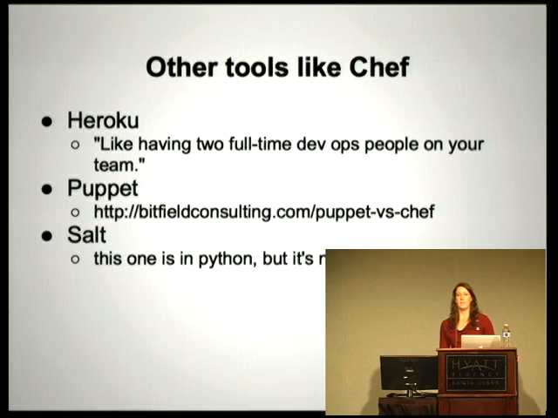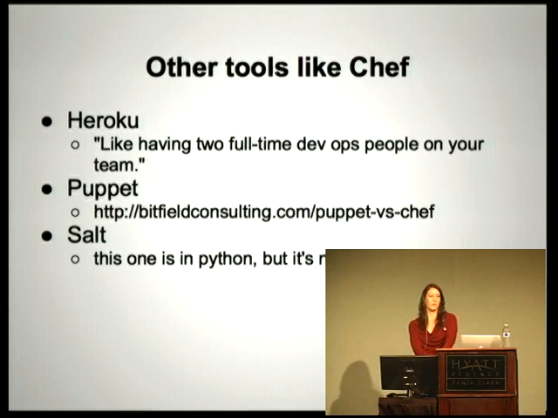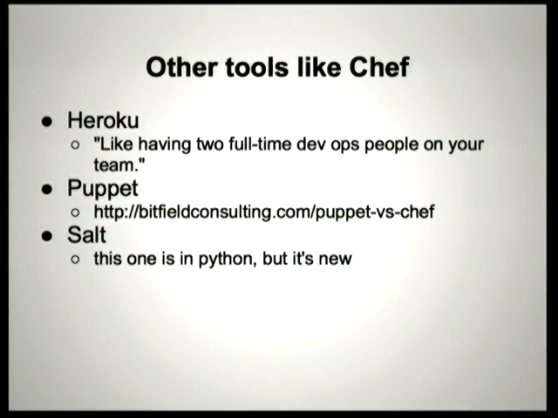Other tools like Chef: I use Heroku. Heroku is great. They manage everything for you. You just have a requirements file that lists the installations and the versions. You deploy to Heroku, and they do everything for you. And people that I know who love Heroku have said that it's like having two full-time DevOps people on your team, because they do so much work behind the scenes.